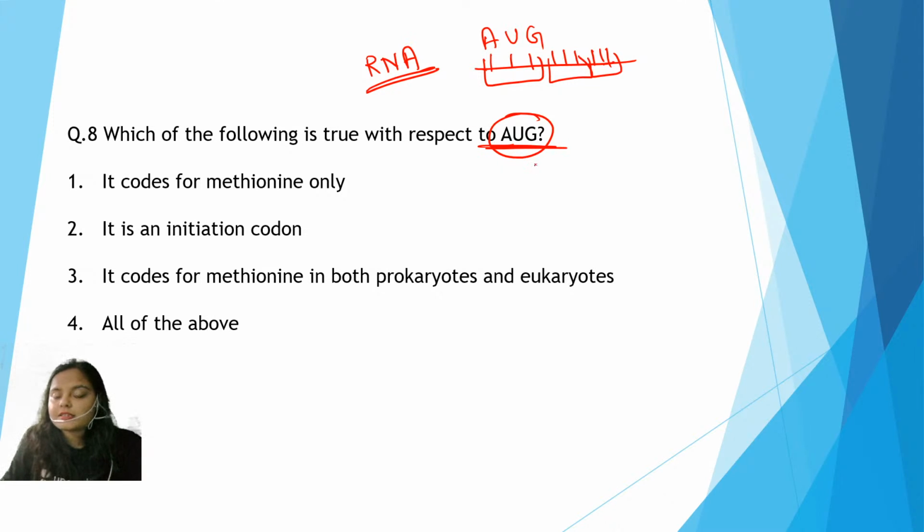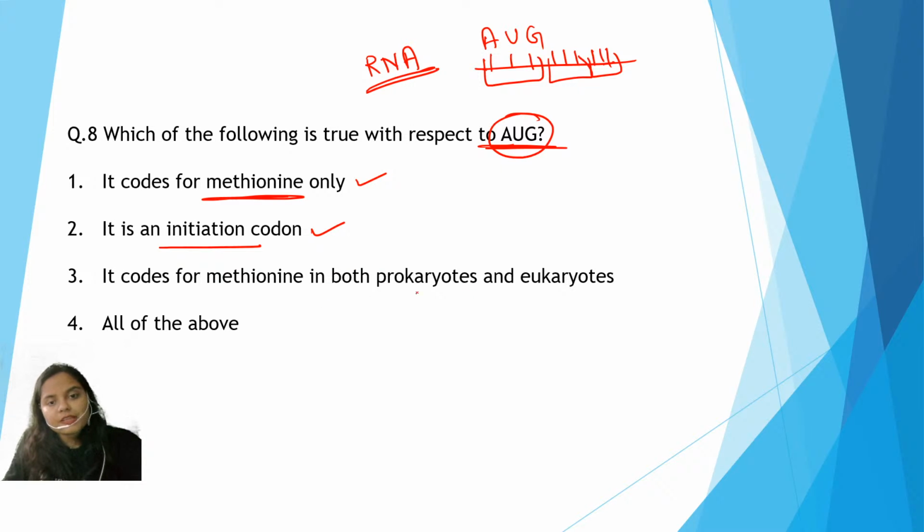This AUG is a codon which represents methionine. Yes, and it codes for methionine only. Definitely, in case of prokaryotes, it represents formylated methionine, but again, it is methionine only, right? So this statement is correct. It is an initiation codon. Yes, always the process of translation starts with methionine, that means the AUG codon.